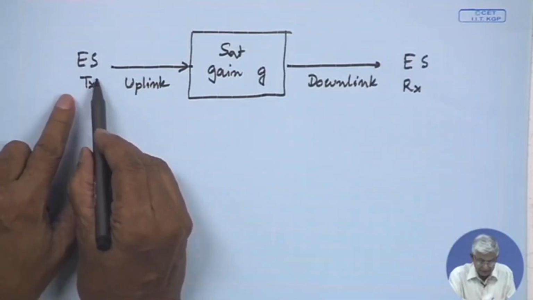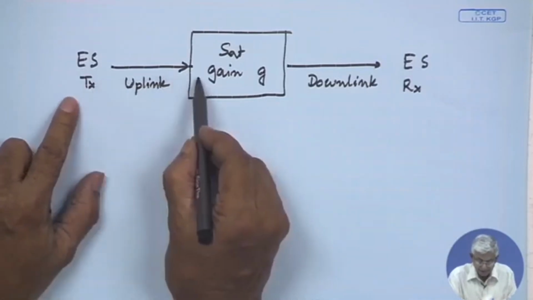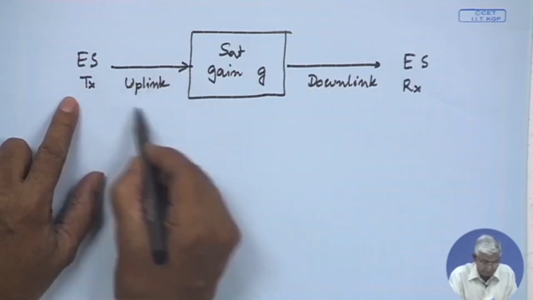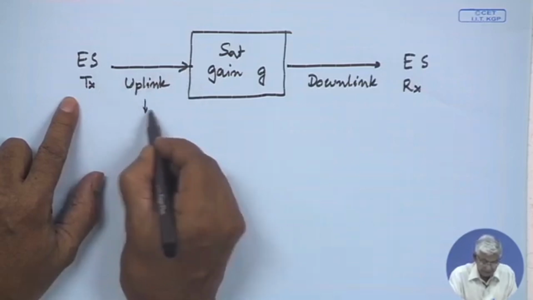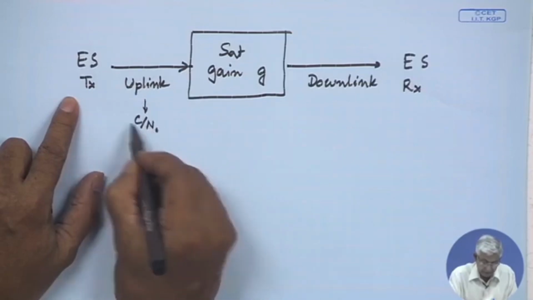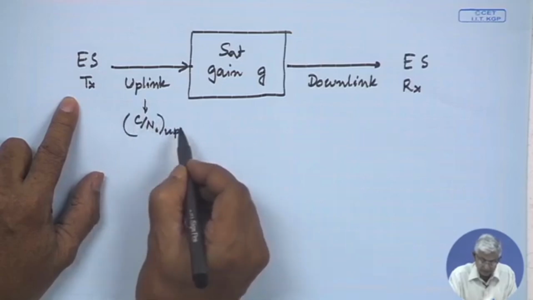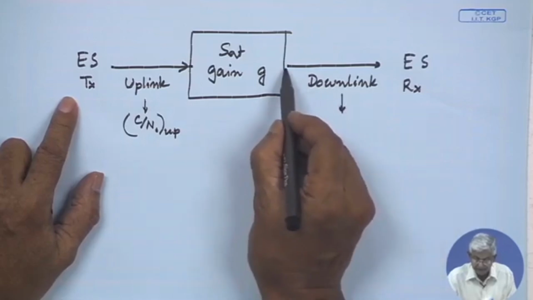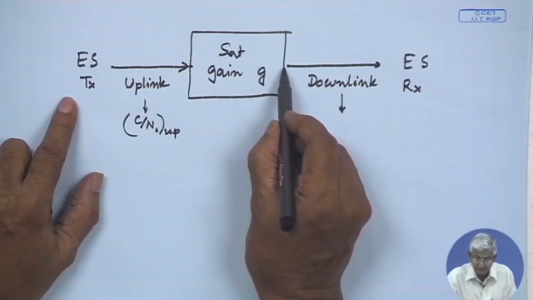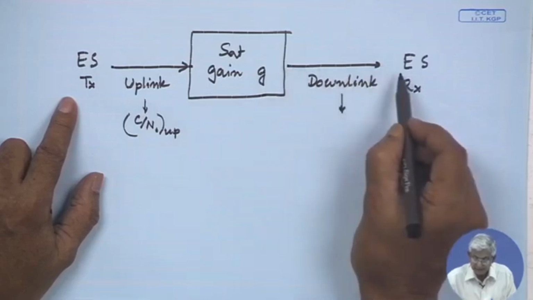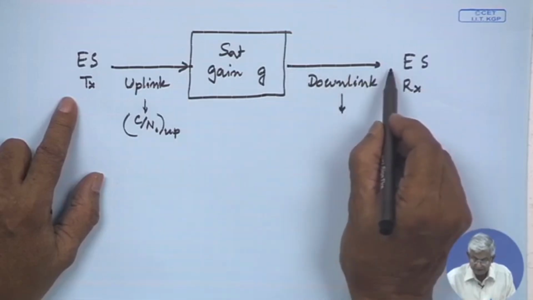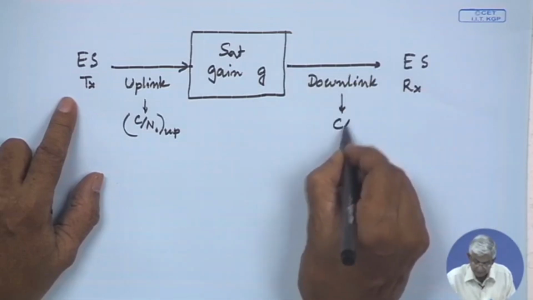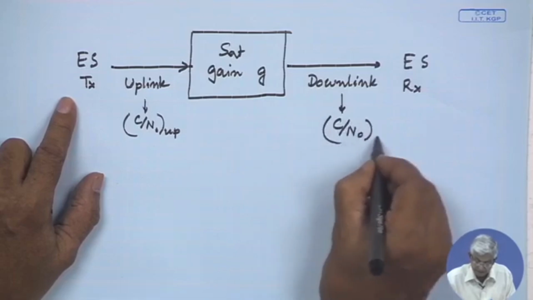So, since there is a transmitter involved and a receiver involved at the satellite, and there is a path in between, at the uplink we will get some C by N0, which we will call uplink C by N0. At downlink also, similarly, the satellite is transmitting, it has a transmit antenna gain and amplifier. So, it has an EIRP, and the station receiving has a G by T, and there is a downlink path. So, it also has a C by N0, which is downlink.